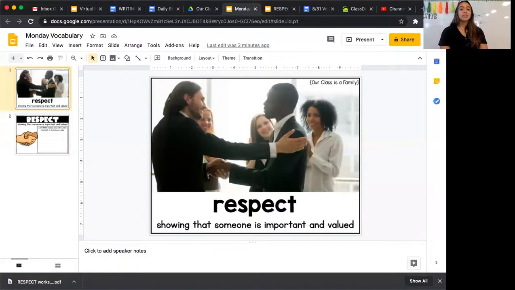Respect is showing that someone is important and valued, okay? We show respect to maybe our parents, we show respect to our siblings, we show respect to our teachers, to our friends, but how do you do this? So you can show respect by maybe listening to others. You're respecting that they have something to say and you're listening to them. You can respect your teachers by following directions, right? You're showing respect for their authority, that they are in charge, and you're listening to them because it's important what they have to say, and you're following directions.